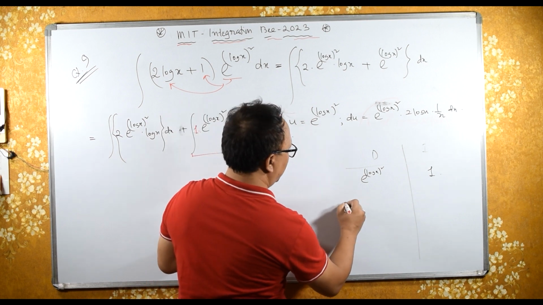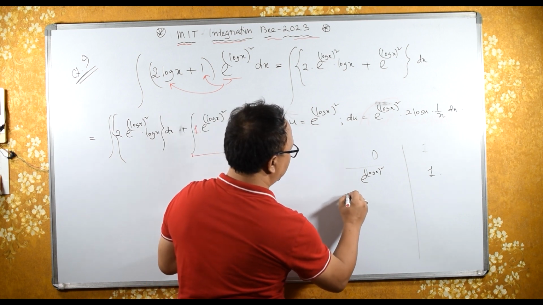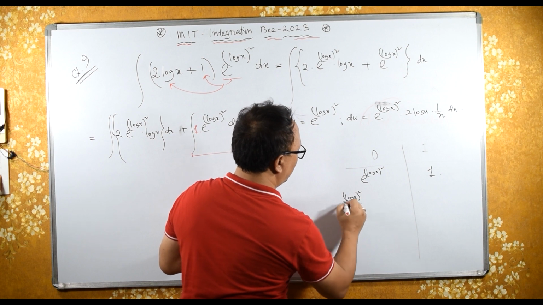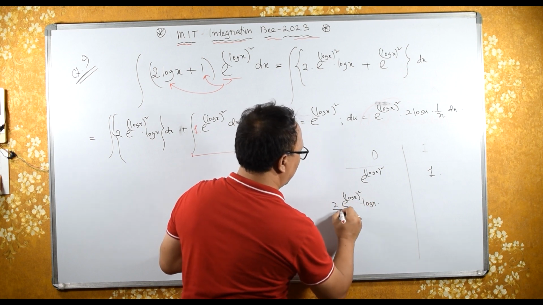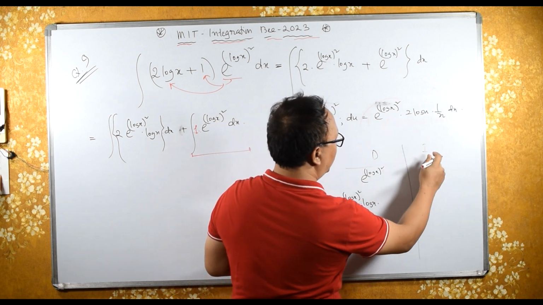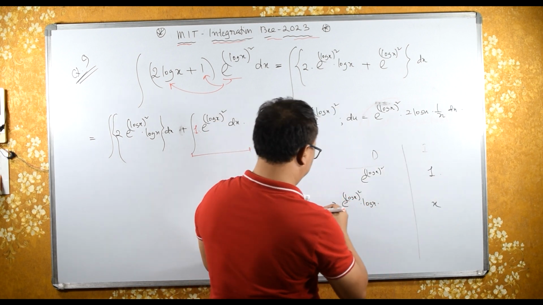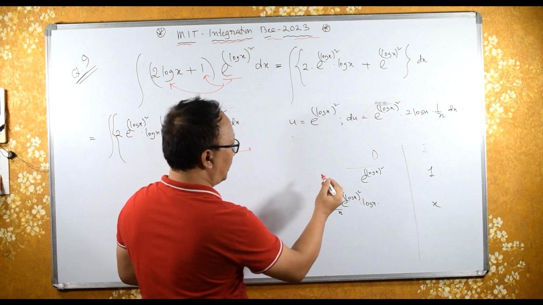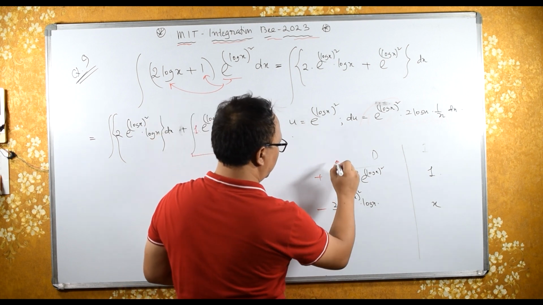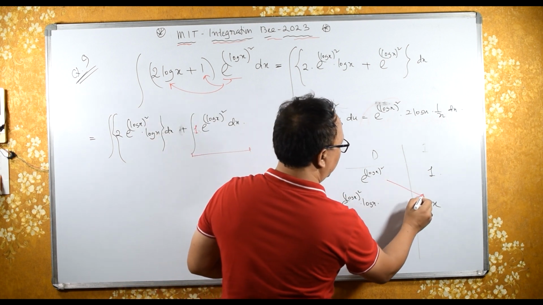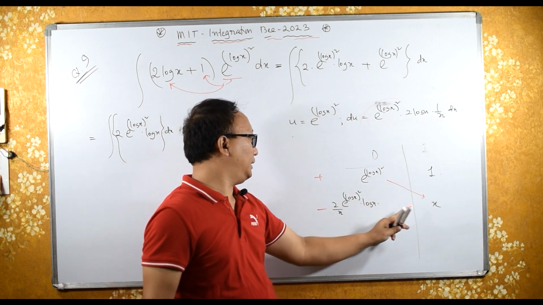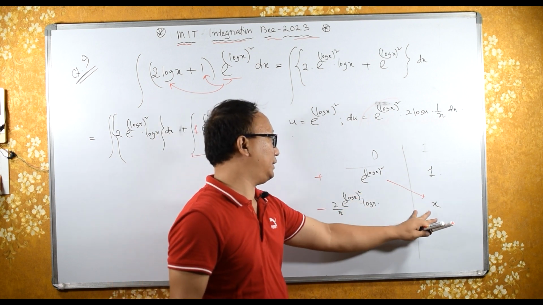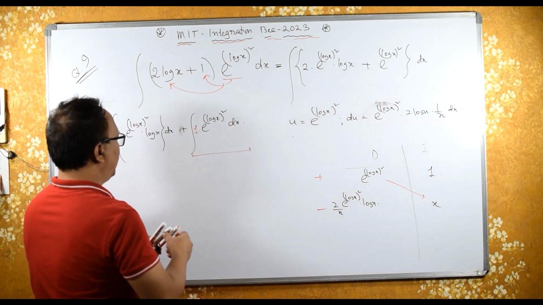We have e raised to (log x) squared into 2 log x into 1 by x. Now integration of 1 is x, and the sign is plus, then minus. So this into this, and then integral of this into this with minus.